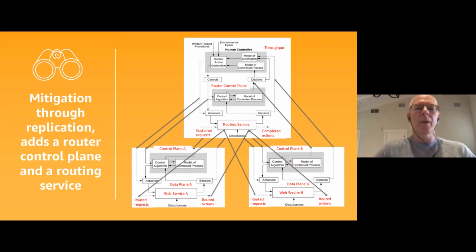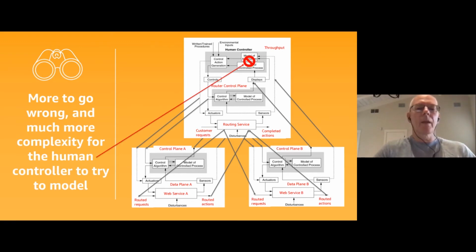Well, one way of dealing with that is to provide a second system which can take over. So I sort of drew this diagram, stretched it out, reconnected it. So now what I've got is we have a control plane for the routing service, and then we have two more control planes for web service A, web service B, and we can switch between them. The problem here is there's a lot more to go wrong, much more complexity with a human controller to try and model.